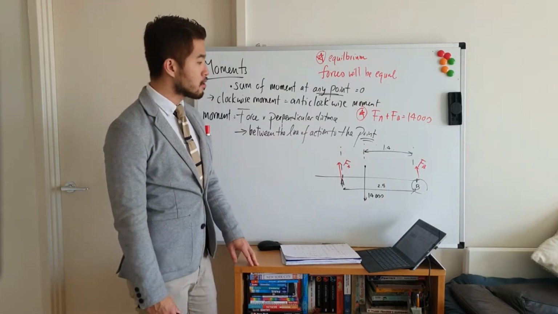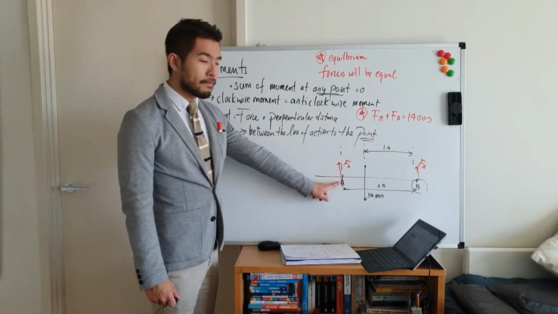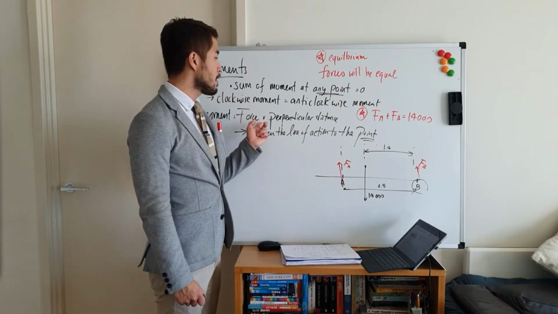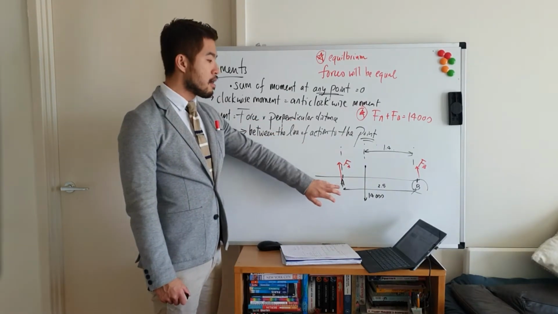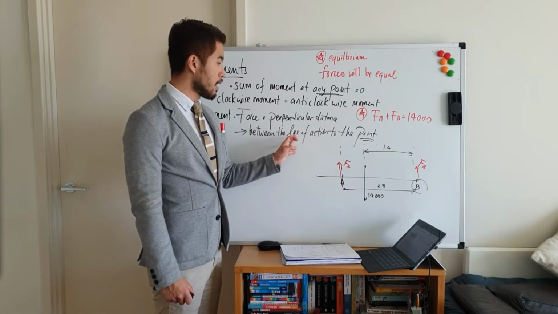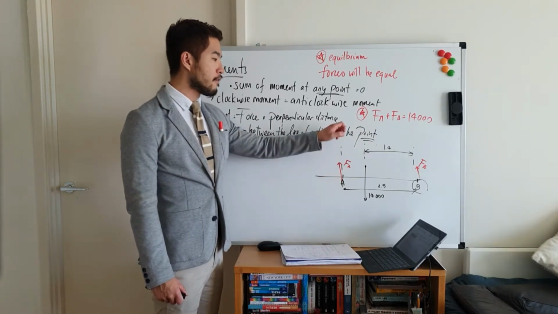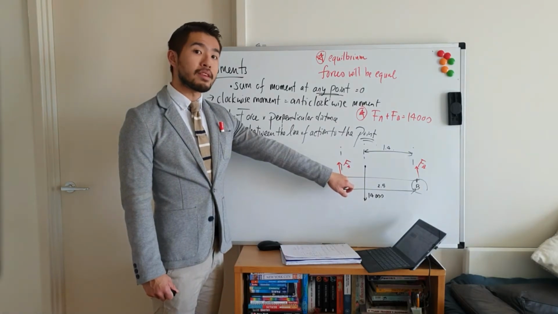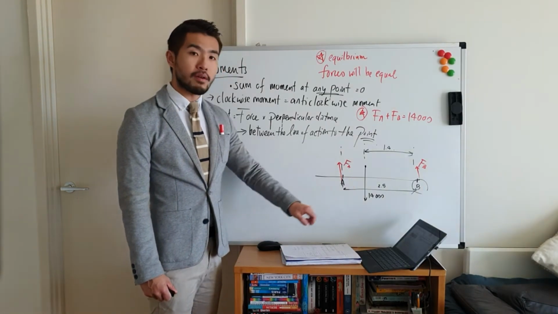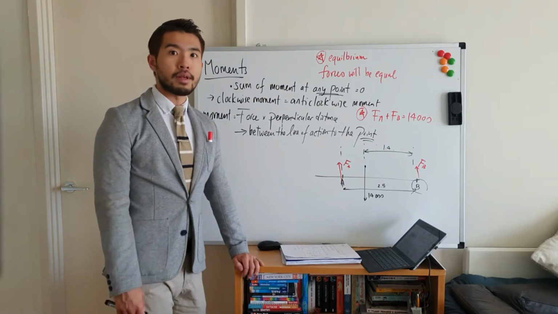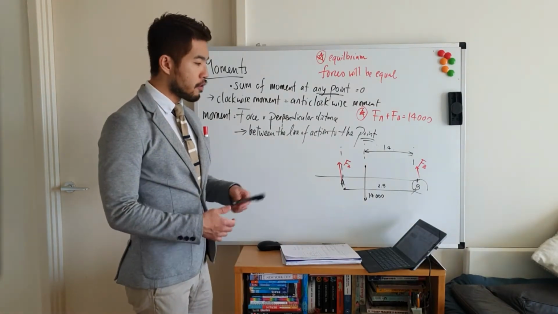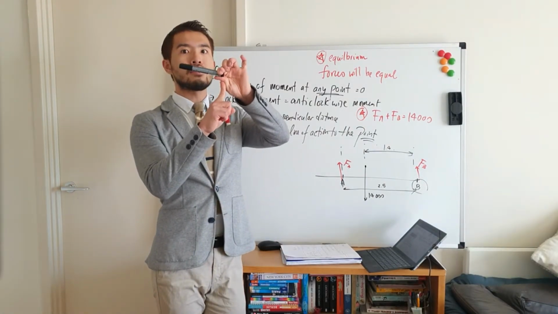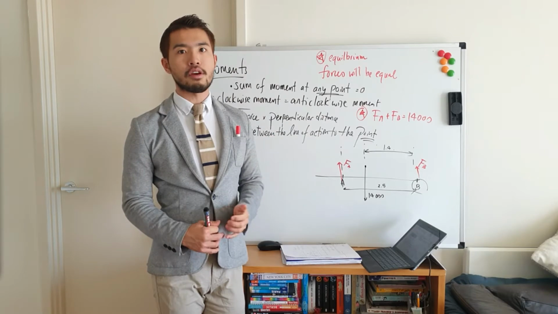Why? Because if you take moments from A, the effect of Fa will be 0. Why? Because moment is force times perpendicular distance from the line of action to the point. So if the line of action is here and I take moments from A, the distance will be 0. So Fa times 0 will be 0. So the moment will be 0. Just like if you have a hinge in here and I apply a force at the hinge, this thing is not going to turn.